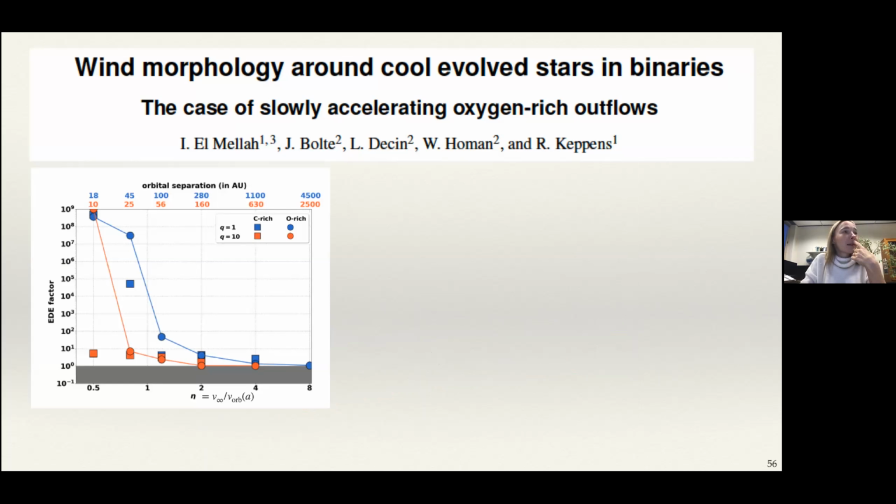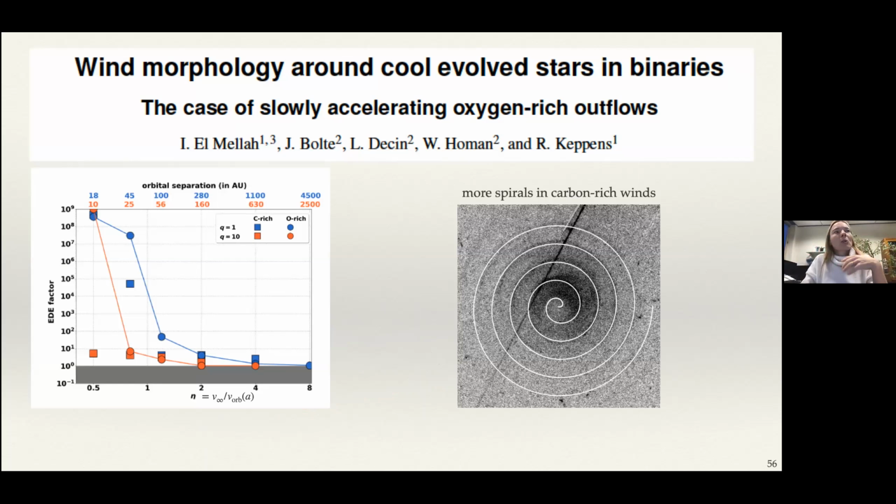And so this is something that Ilek has done, and where he has confirmed that, given some of the parameters that we're playing with, indeed more of these carbon-rich stars will not have this complex EDE, so equatorial density enhancements, but will be mainly dominated by spirals in their winds. Again, I say mainly, I say not never.